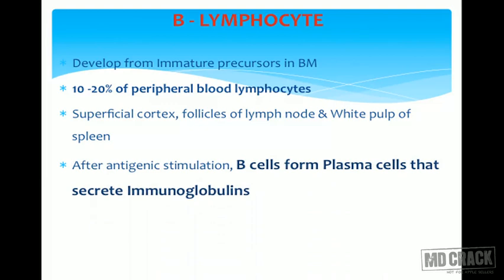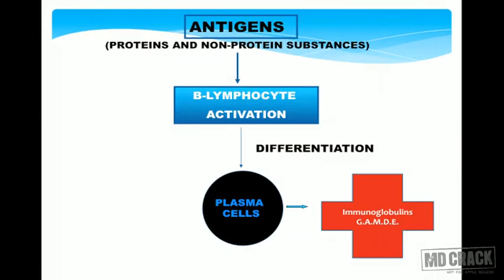After antigenic stimulation, the B lymphocytes themselves convert into plasma cells, and they are the ones which will secrete the immunoglobulins, what we call antibodies. So remember, it is the antigen which makes the conversion of the B lymphocytes into the active form, that is the plasma cells, which will secrete a variety of immunoglobulins: IgG, IgA, IgM, IgD, as well as IgE.